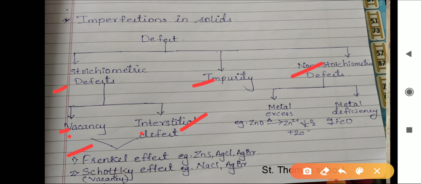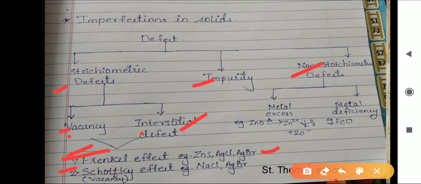But when you see the vacancy and interstitial defects, which are part of stoichiometric defects, they show defects which increase the density of a substance. But in Frenkel defect, it does not change the density of the solid. Frenkel defect is shown by ionic substances in which there is a large difference in the size of ions, right? The examples I showed you are ZnS, AgCl and AgBr. This is due to the small size of Zn and Ag plus ions. Okay, so this is the Frenkel defect.